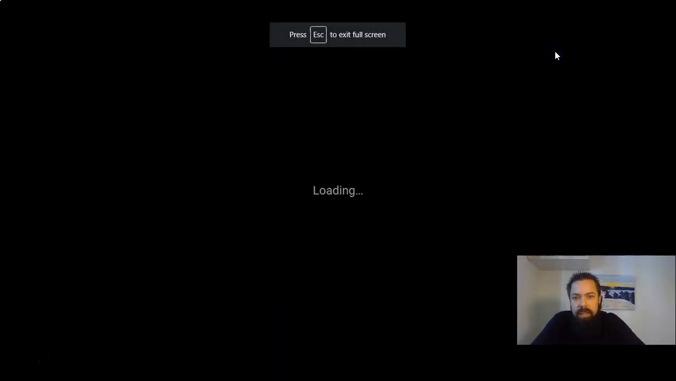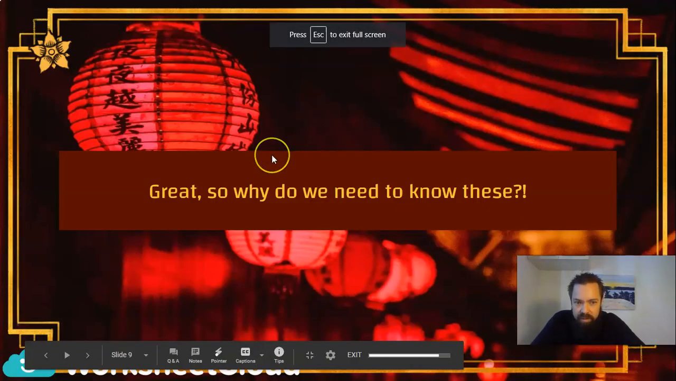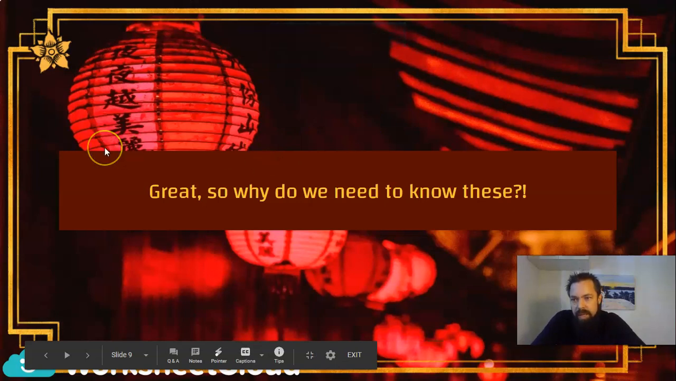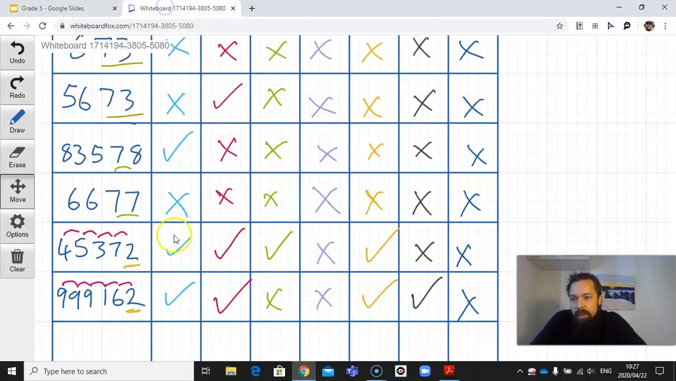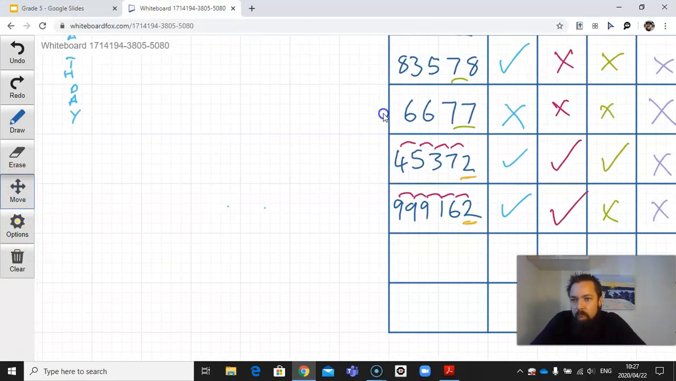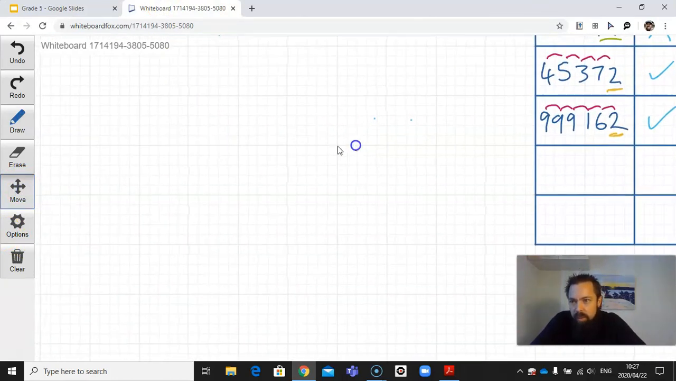Why do we need these? What is the point of these? Where are we going to use this in maths? I don't know how well you remember or whether you watched this particular lesson, but we did a lesson.